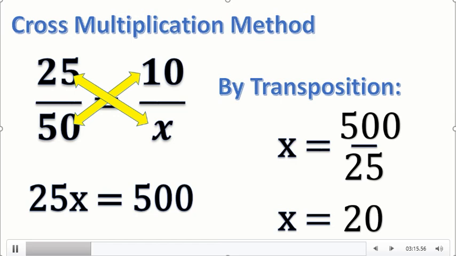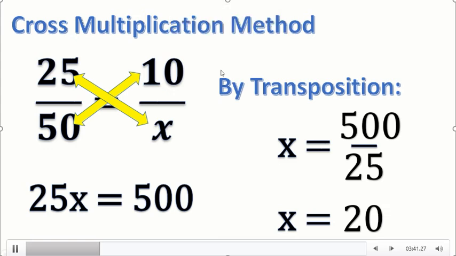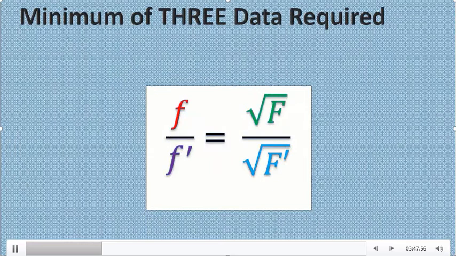One thing to remember though, there must be at least 3 variables known in order for the formula to work. 2 variables will not do. Much less with only one. Now you may ask, why is this so? I will tell you later in the video.